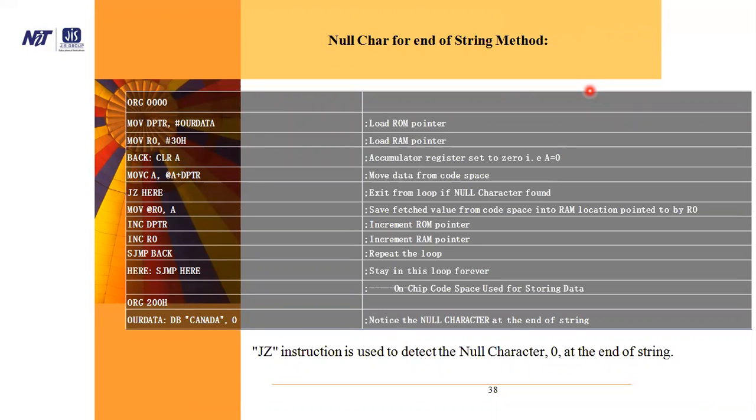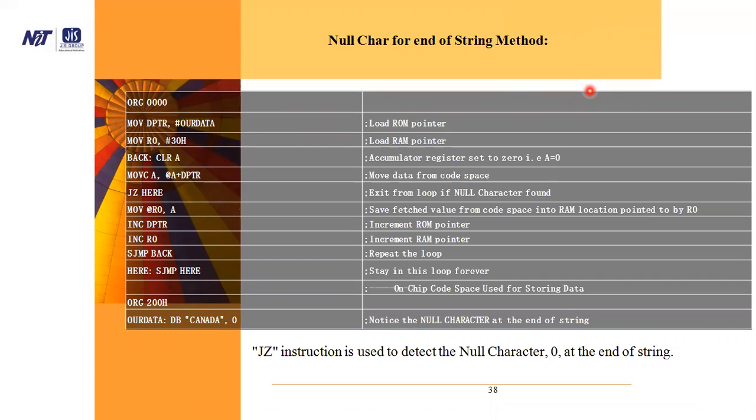Null character for the end of string method. Same thing for the end of the string to understand. Here in the data, see the last line: DB "Kannada", 0. Notice the null character at the end of the string.